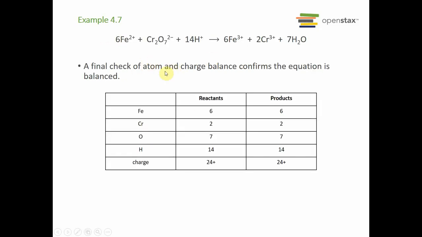A final check of atom and charge balance confirms the reaction equation is balanced. Iron 6, 6, chromium 2, 2, oxygen 7, 7, hydrogen 14, 14, and the charge on each side is 24 plus.